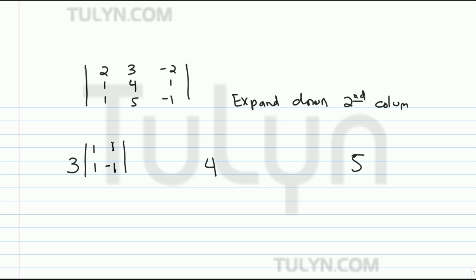Now the minor for 4, again, get rid of the row that it's in and the column that it's in, and write what's left over. So we got 2, 1, and then -2, -1 for the second column. Finally, the last term is 5, and we find the minor by getting rid of the row and the column, and what's left over is 2, 1, and then -2 and +1 as the second column.